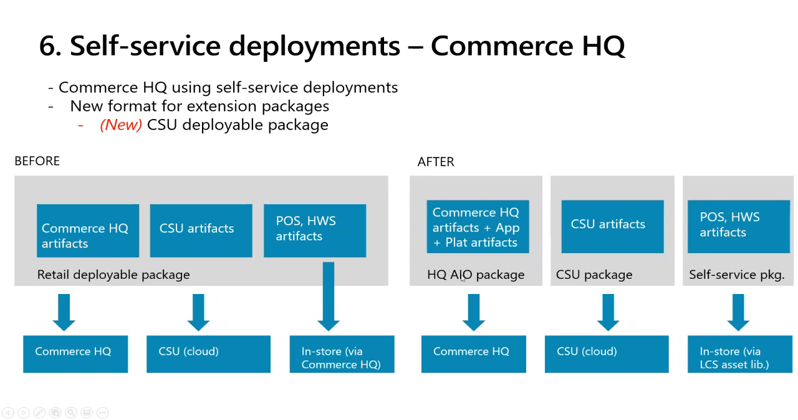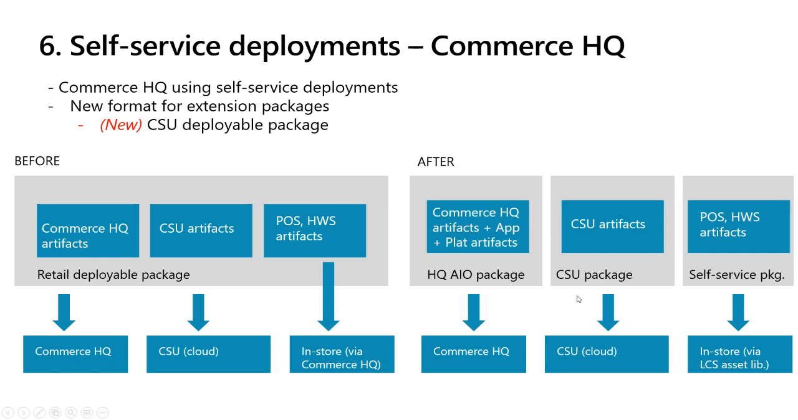You might have heard the term all-in-one package referenced before by the platform workflow. And previously this was optional. Now this is mandatory for self-service deployment, that all deployments to back office are all-in-one packages. So you take your artifacts for HQ, and when you talk about Commerce HQ artifacts, this could both be app model changes, but it could also be payment connector changes, and it could also be pricing engine changes. All of those packed into Commerce HQ and deployed to Commerce HQ.